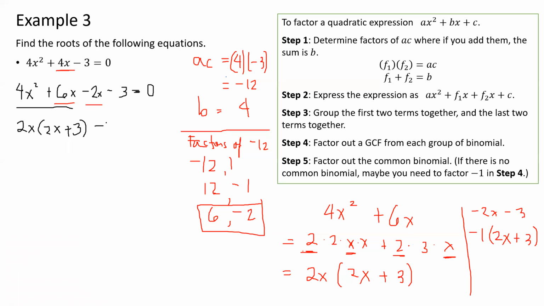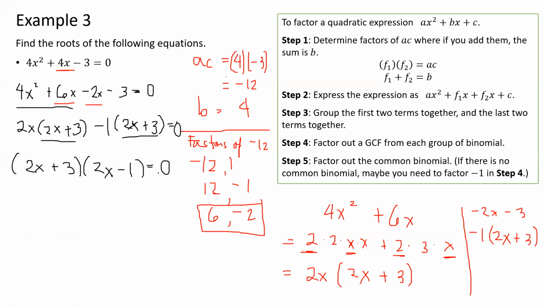So we can write minus 1 times 2x plus 3 equals 0. And since both of them have the common binomial 2x plus 3, we can factor that out: 2x plus 3 and 2x minus 1. So 2x plus 3 times 2x minus 1 equals 0. So we factored this expression here.